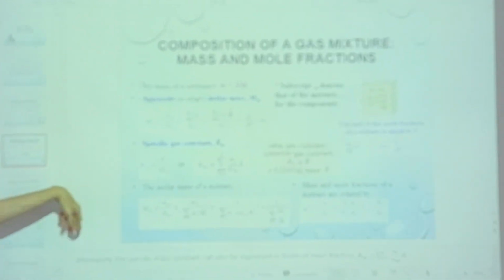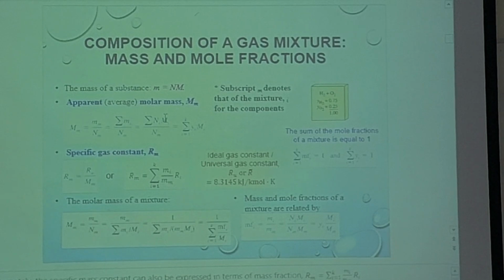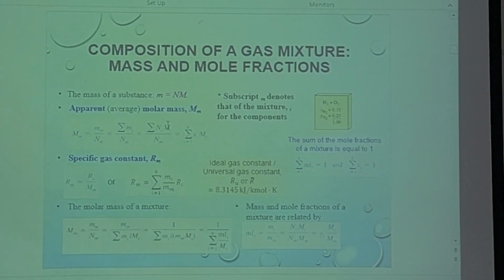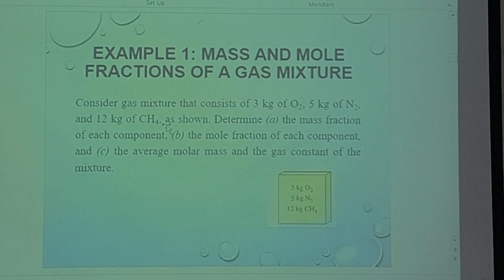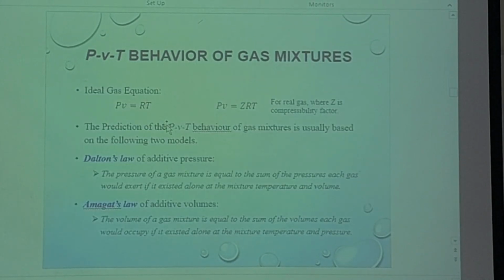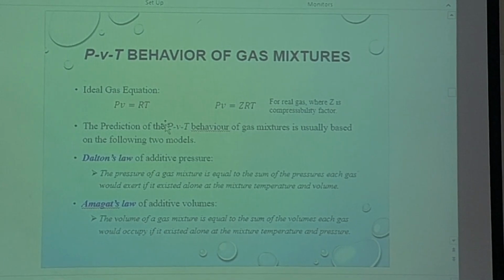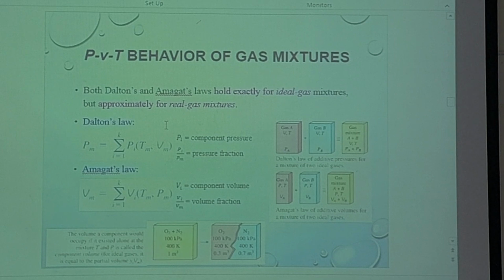Normal molar mass is just the total mass over the mole, and there are also the specific gas constant and the universal gas constant. The others are all the same thing, just different ways of finding it. Okay, and the ideal gas equation, the PVT behavior for Dalton's law and Amagat's law, how to find that.